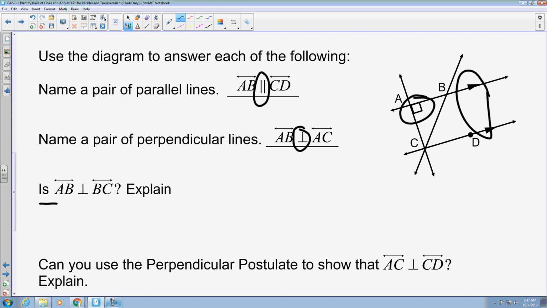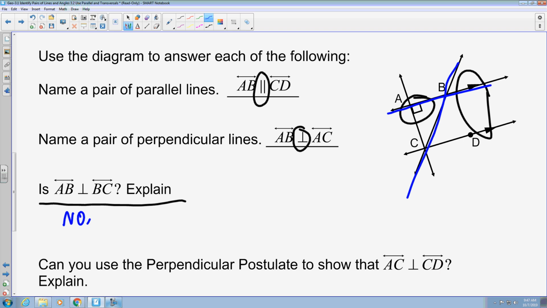But the question they ask here is, is AB perpendicular to BC? So they're saying AB is right here and BC is right here. Right off the bat, it doesn't look like it. So the answer is no, but that's not the explanation that they're looking for. The explanation that they're looking for comes from the perpendicular postulate.